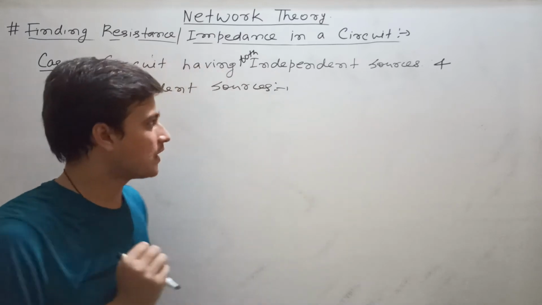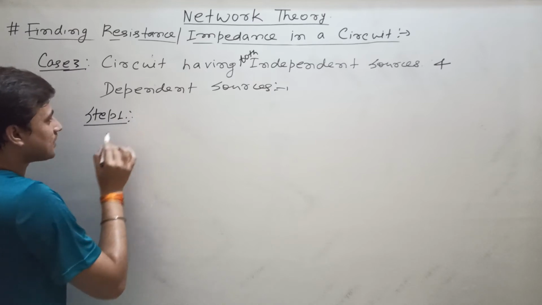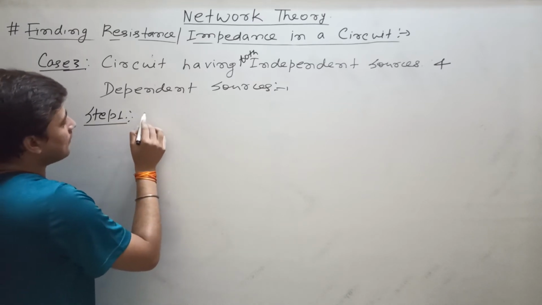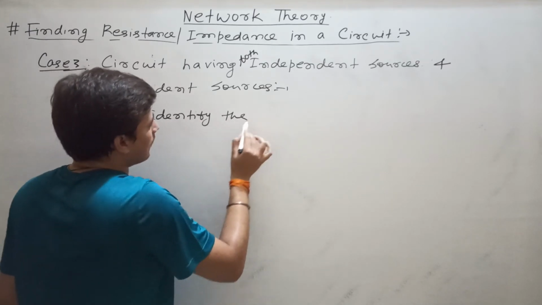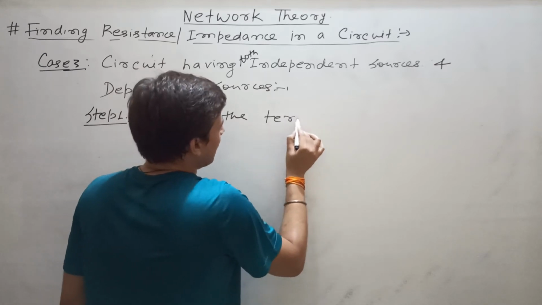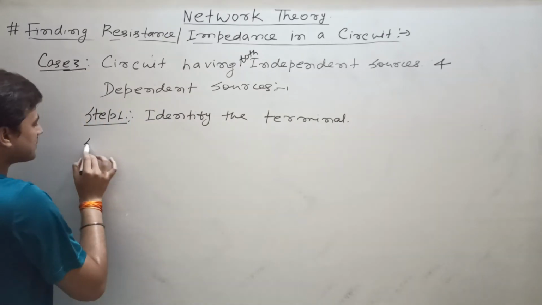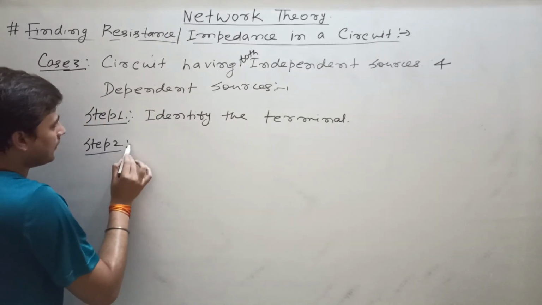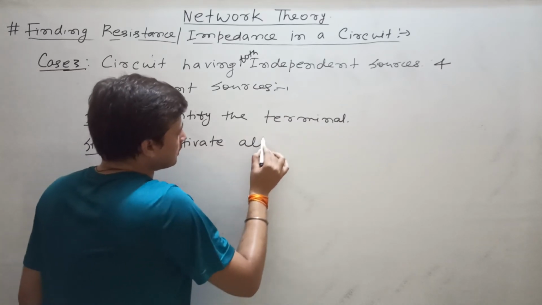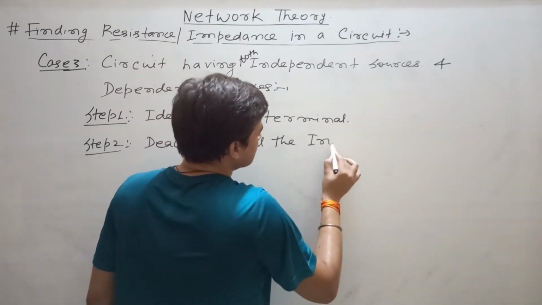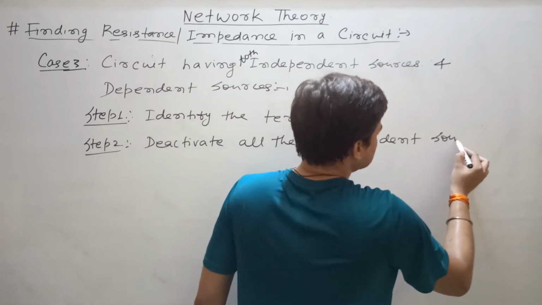The first step is common to all the circuits. Step one is identify the terminal. Identify the terminal through which resistance is to be observed. Step two is deactivate all the independent sources.